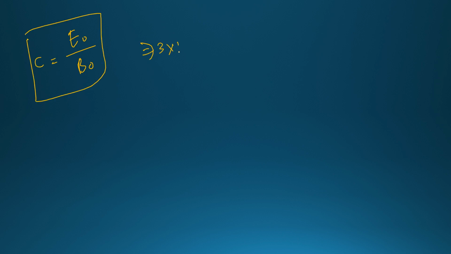So amplitude, how will we calculate it? See, the ratio of amplitude of electric field and magnetic field is the speed of light. You should remember this formula. So 3 into 10 to the power 8 is equal to E naught by B naught. B naught is given as 2 into 10 to the minus 7. So E naught is equal to 6 into 10, 60 volt per meter.